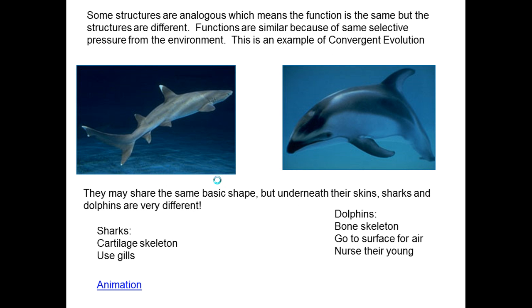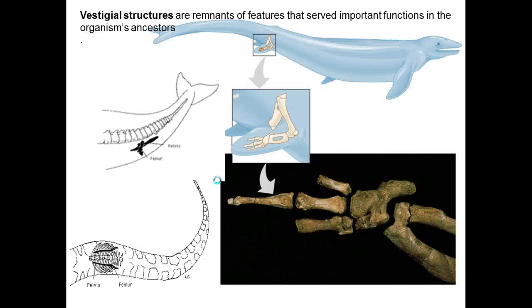Now, the opposite of homology is analogous. Analogous means they have the same function, but the structure is different. If we look at sharks and dolphins, they have a similar shape and skin, adapted for swimming and living underwater, yet they have different structures.